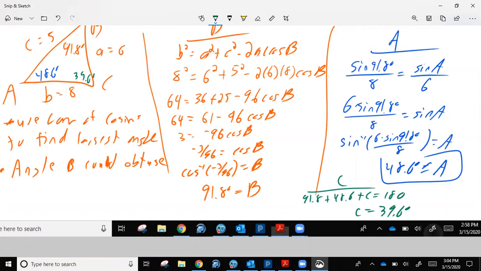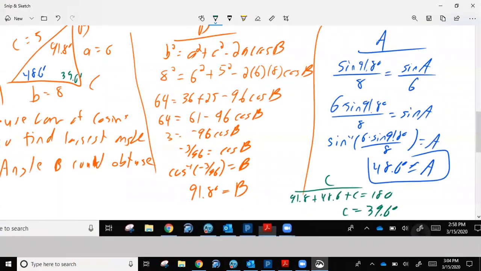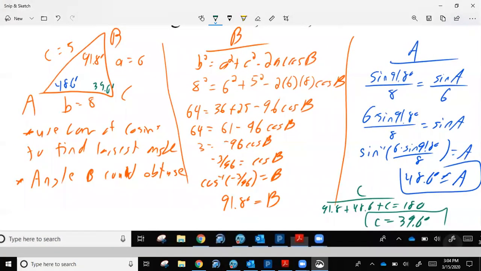And that does make sense. Again, if you compare, the largest angle is opposite the largest side, and the smallest angle is opposite the smallest side. The two smaller angles are fairly close because the two smaller sides were fairly close to each other. All right, that's what we're going to break today.